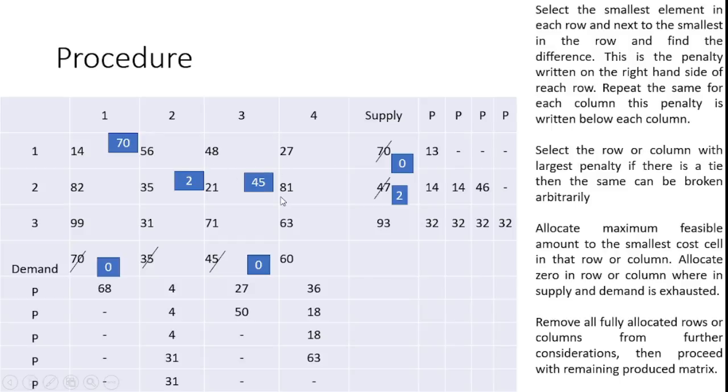In the other row, 35 and 81 are available. The difference between 35 and 81 is 46, so row-wise I write the penalty as 46. After that, 31 and 63: here also 32 is the penalty row-wise. After that, 31 and 35 is 18. Likewise, I compare all the things. Here 46 is the largest penalty, so I allocate the maximum feasible amount, which is 2, in that smallest element. I compare 81 and 35, so I allocate 2 here.